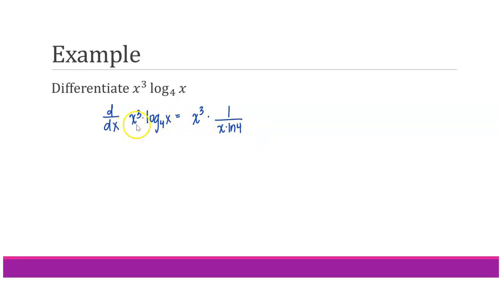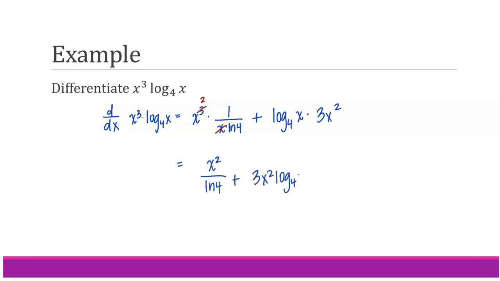So that's leaving one function alone times the derivative of the other function of x. And then the rest of the product rule says, now do the opposite. So we're going to leave the second function alone, log base 4 of x, times the derivative of that first function. The derivative of x cubed is 3x squared. I won't do a lot of simplifying here. I can cancel out this x and one of these x's, so this would be x squared. So I'm going to leave my answer as x squared over natural log of 4, plus 3x squared times log base 4 of x.